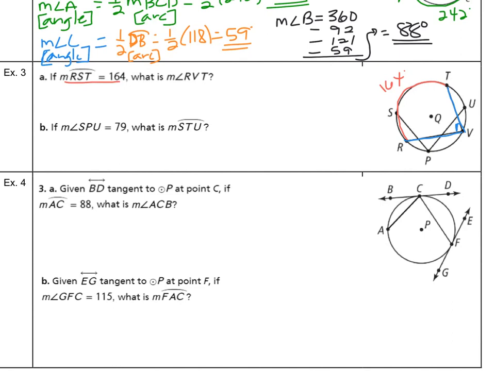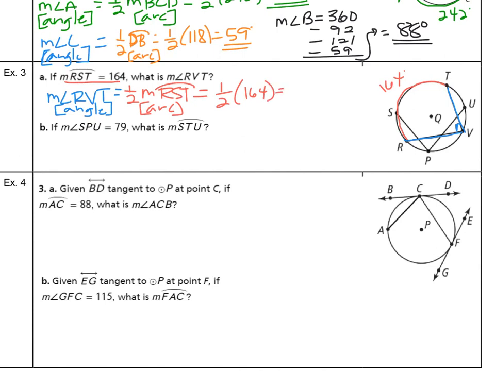So by definition, the measure of an angle, let's write angle down below, because it's going to flip for the next example, always is equal to half the measure of the intercepted arc. So half of measure arc RST. Okay, so there's our arc. And now we just plug it in. Pretty simple. Half of 164 degrees is only 82. Done. Super easy.